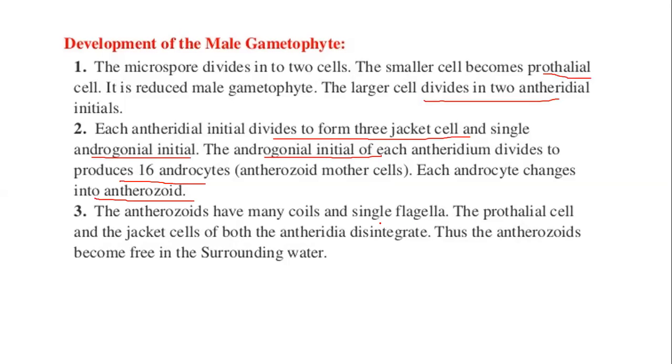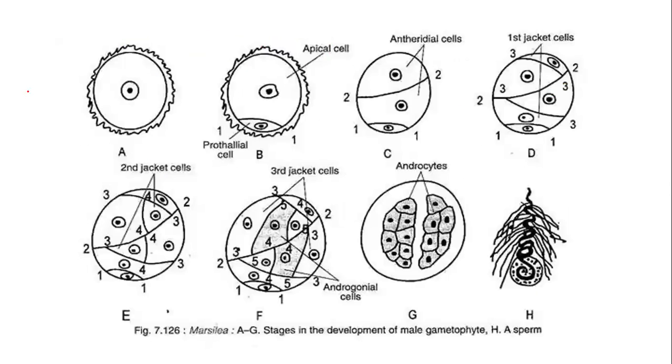Now the prothalial cell and the jacket cells of both the antheridia disintegrate, and all the antherozoids become free in the surrounding water. Okay, the antherozoids, with the help of the flagellum, can swim in the water. This is regarding the development of the male gametes from the male gametophyte. Now we'll go for the female gametophyte, which is developed from the megaspore.